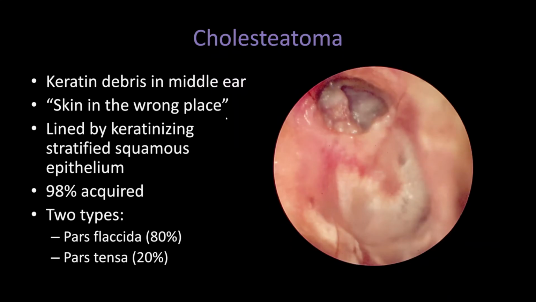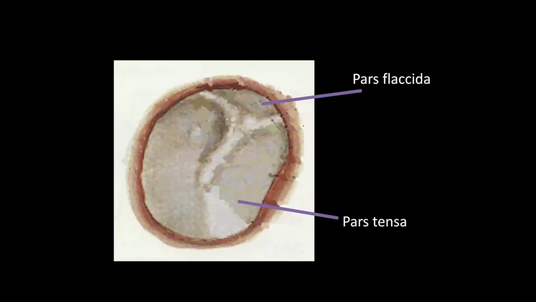Okay, moving on to cholesteatoma. So this is keratin debris in the middle ear, essentially skin in the wrong place. Again, pathologically identical to an epidermoid cyst, lined by keratinized stratified squamous epithelium. 98% of these cholesteatomas in the temporal bone are acquired. Two types: there's pars flaccida type, which is the most common, and pars tensa, much less common.